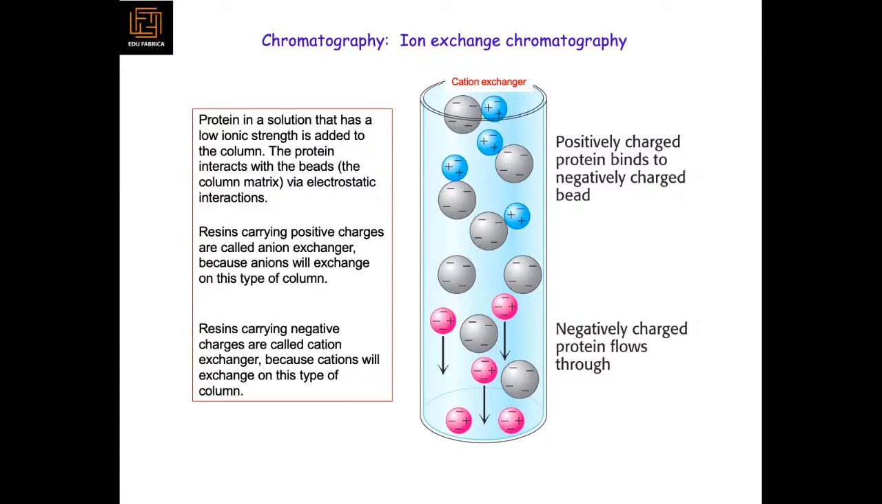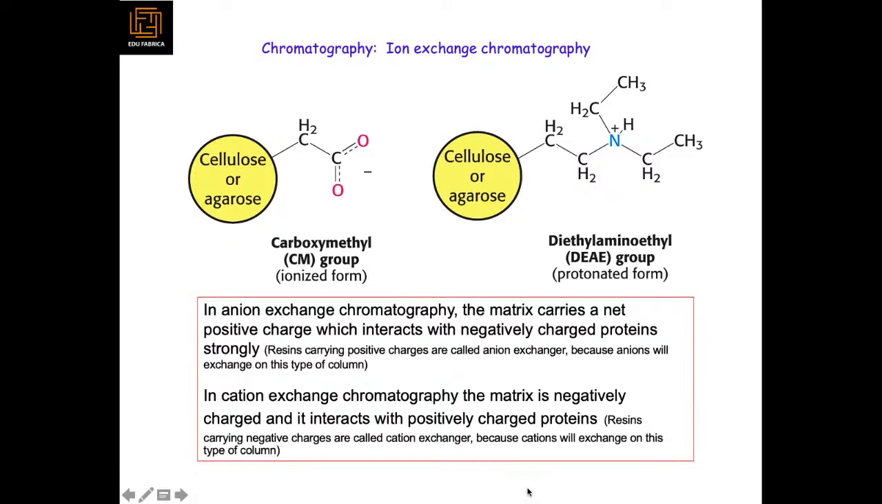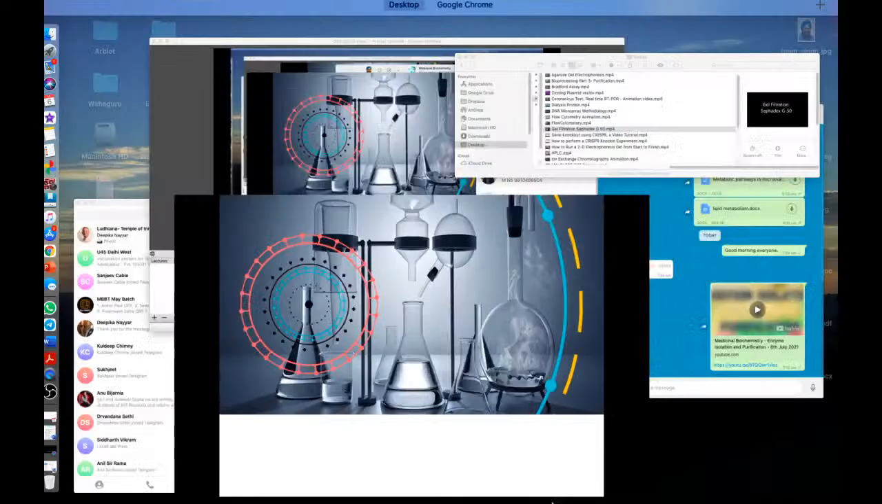So you have these negative beads. On these, your positive will come and attach. So positively charged proteins will bind to the negatively charged beads. There will be two types of ion exchange chromatography: anion exchange chromatography and cation exchange chromatography. In anion exchange chromatography, the matrix carries a net positive charge, which means it interacts strongly with the negatively charged protein. And in cation exchange chromatography, the matrix is negatively charged and it interacts with the positively charged proteins. So let's see how this is done.